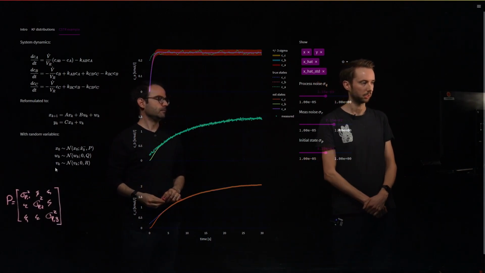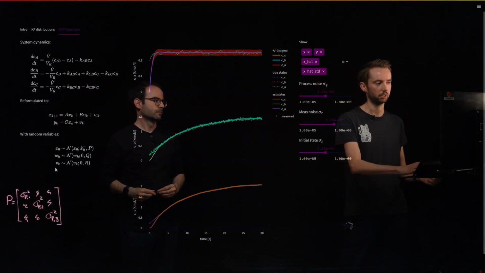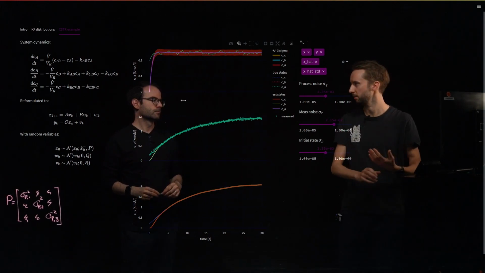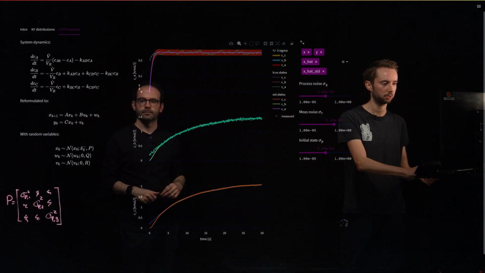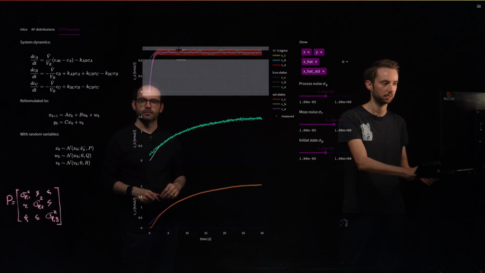Yeah, perfect. Then now let's have a look at what this uncertainty band actually shows us. I think in particular, the first concentration of CA is quite helpful for that.